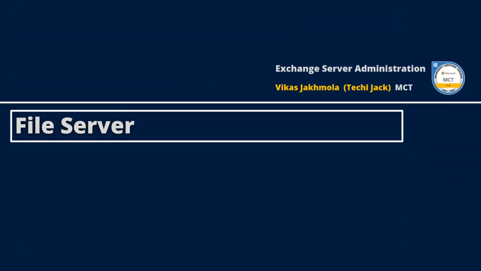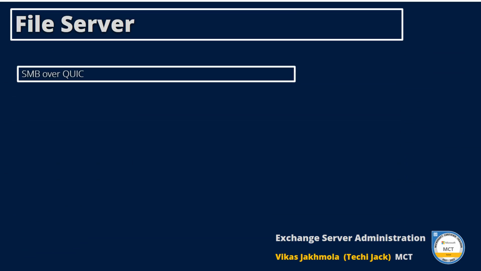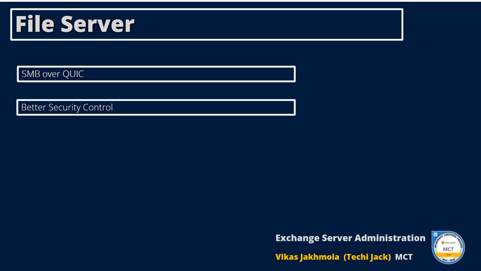And in the file server, we have SMB over QUIC. And this is a game changing feature. That means everyone can get this SMB over QUIC feature. And you can access your files from outside without any delay. It has better security control and it prevents brute force attacks as well. Therefore, it gives better security control in the modern environment.